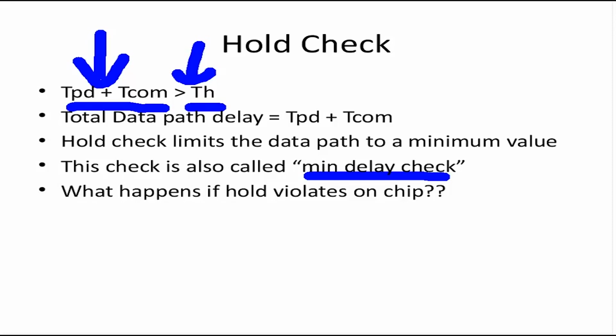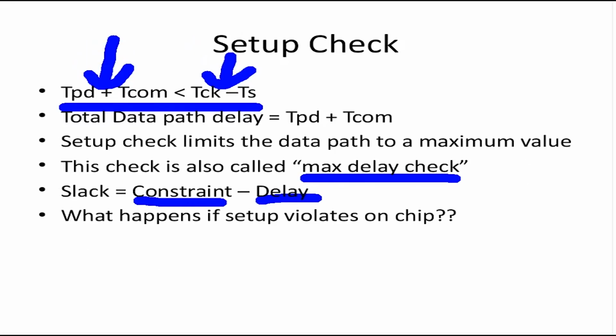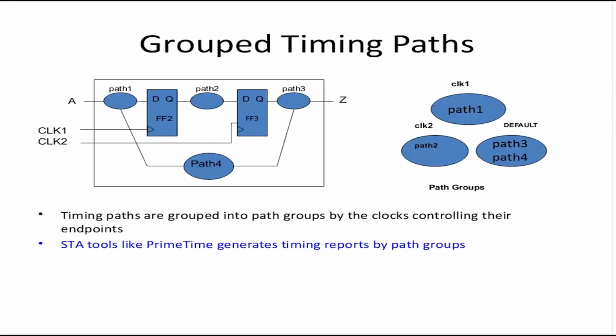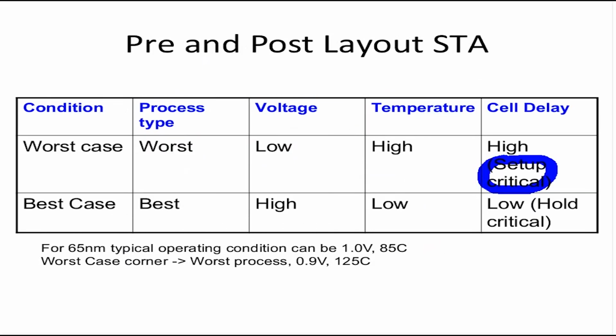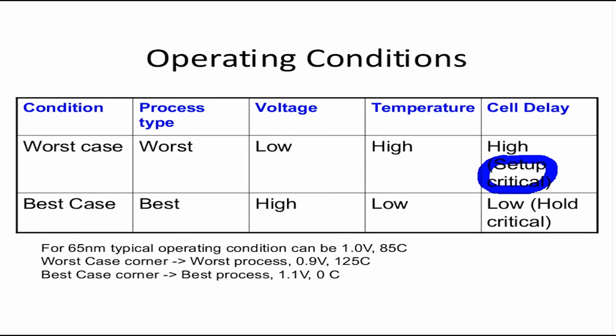Now, what happens for a burst corner? For a burst corner, TPD is more, TCOM is more. It is good for hold, right? There is more delay, so it will meet the minimum timing constraint. So no problem. When you go to best case corner, TPD starts decreasing, TCOM starts decreasing. So the best case corner is bad for hold. That's why we say that it is hold critical. The best case corner is hold critical.